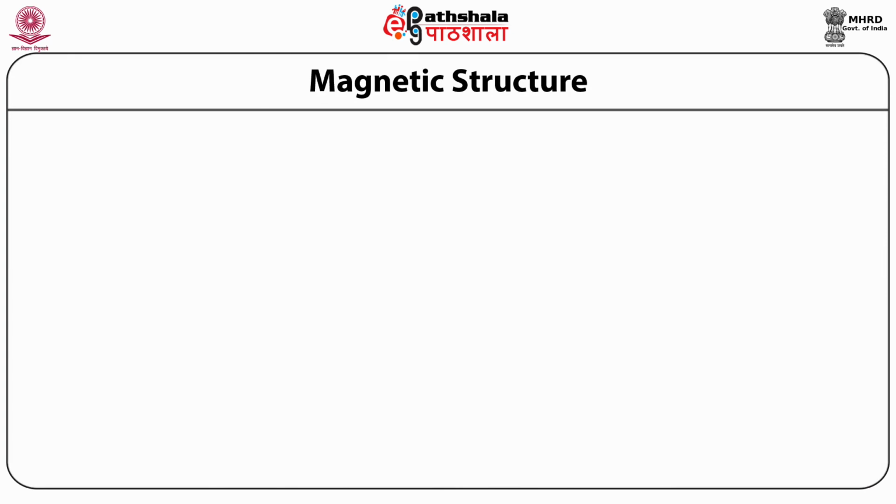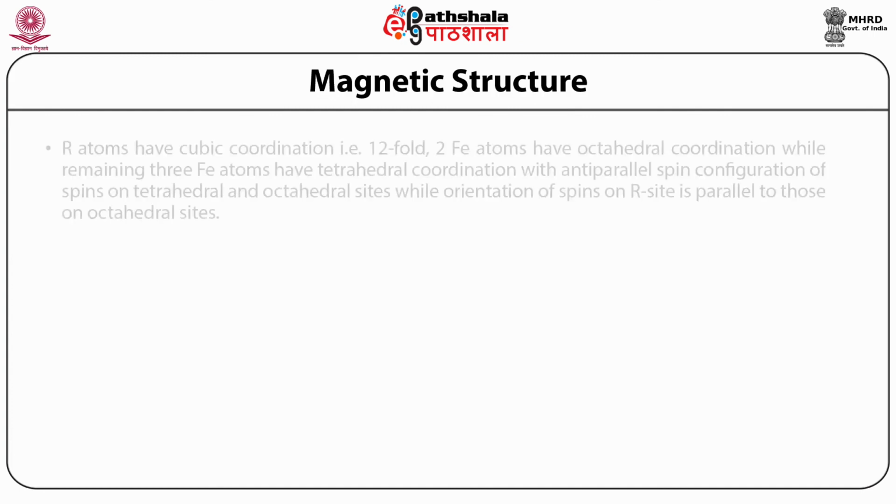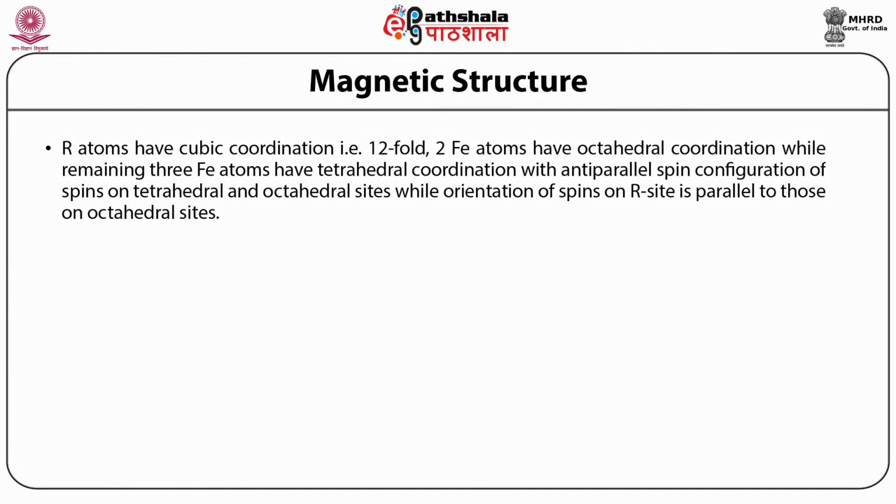Magnetic structure of garnets. In this structure, R atoms have cubic coordination, that is 12-fold. Two Fe atoms have octahedral coordination, while the remaining three Fe atoms have tetrahedral coordination, with an anti-parallel spin configuration of spins on tetrahedral and octahedral sites, while the orientation of spins on the R site is parallel to those on the octahedral sites.